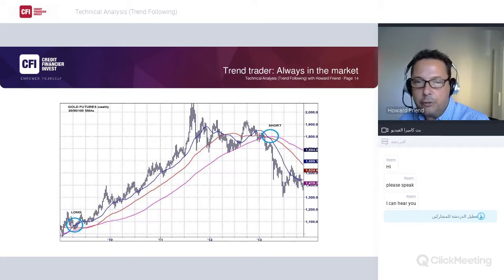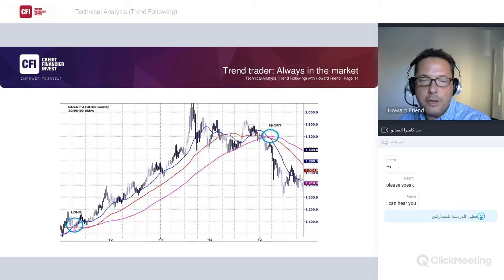pullbacks. This is for the swing trader, and they'll be holding all the way through, perhaps adding on breakouts as the turtle traders did, and making as much money as they can during this trend before they get the reversal signal, and that comes here when the blue is below the red and the pink. So the short is below the longer term moving averages, and the price is below all three, and then we get the trend going in the opposite direction.